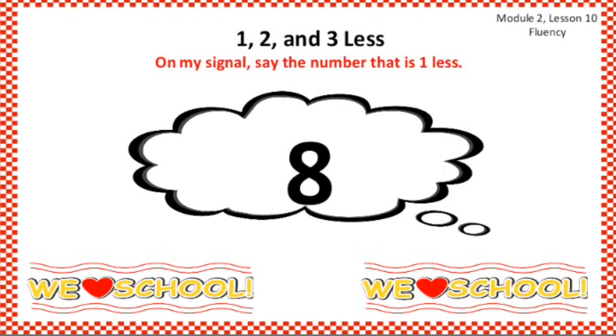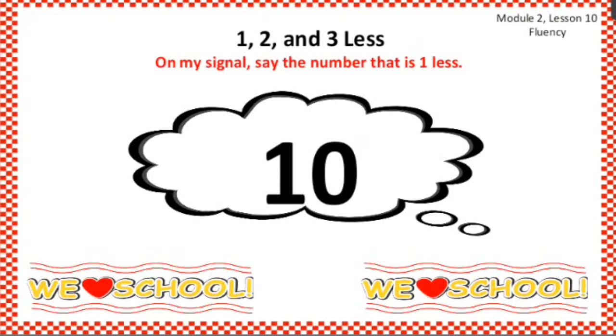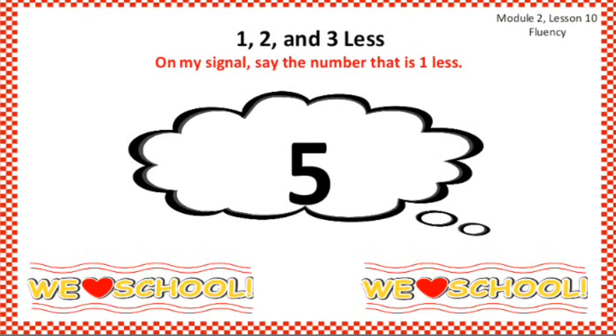8, 7. Because if you take away 1 from 8, you have 7. Very good. 10, 9, very good. 5, 4, very good. 4, 3, very good. Take away 1 from 4, will be left 3, very good. 7, 6, now we have 6. Take away 1, 5. We have 2. Take away 1, 1 will be left.